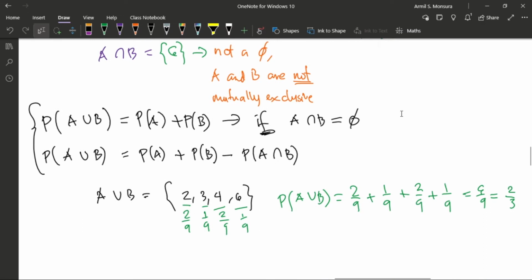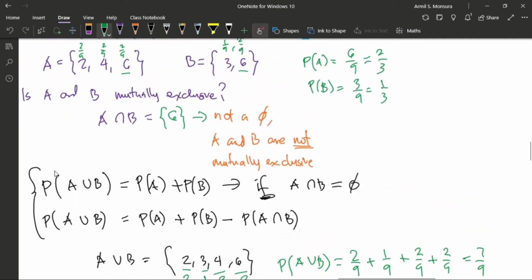May na-overlook pala yata ako dito. Ito, mali pala ito. Dapat pala 2 over 9 ito. This should be 2 over 9. So dapat ito 2 over 9 din ito. So that should give us 7 over 9 here. Sorry. This should give us 7 over 9 here. Okay? So, yun. Now, going back here.